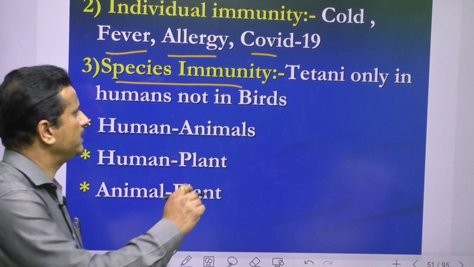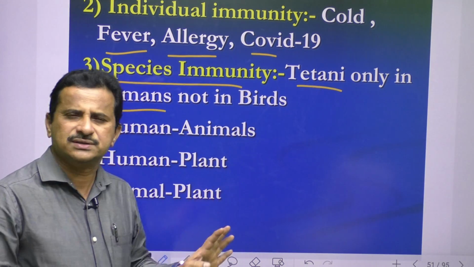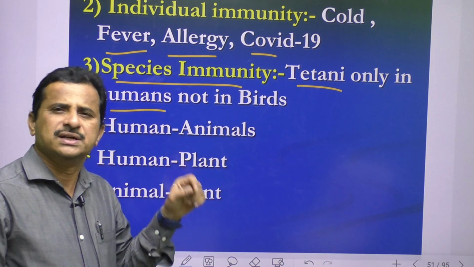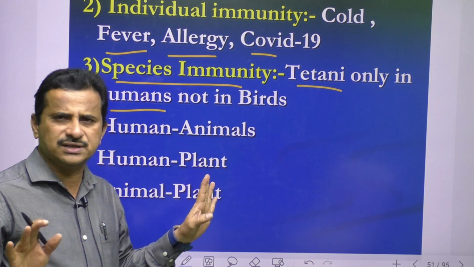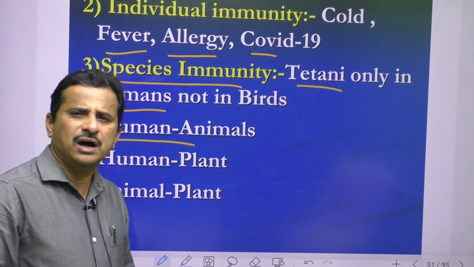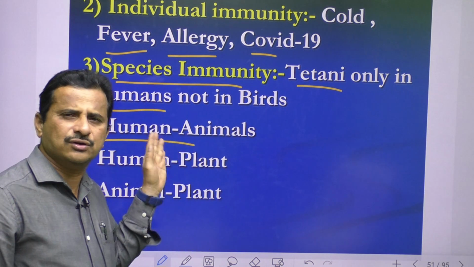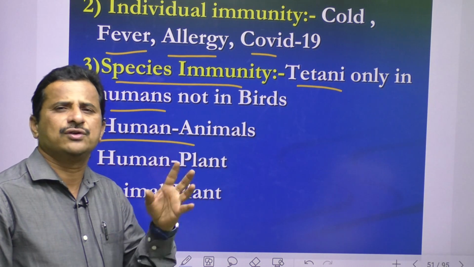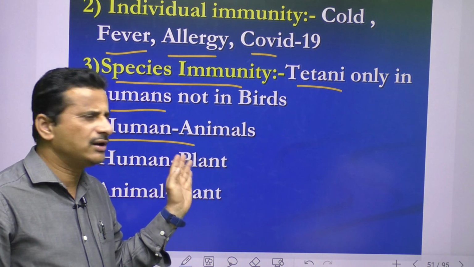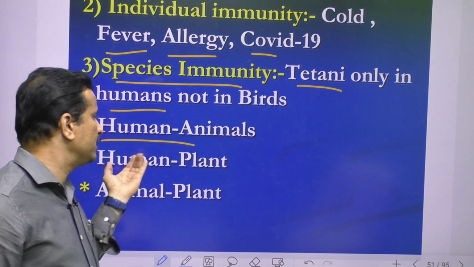Here, for example, tetanus occurs only in humans, but not in birds. The tetanus bacterium, Clostridium tetani, infects only humans. In case it enters birds, it does not cause any problem. Next, human and animals. All human viruses do not infect animals. All animal viruses do not affect humans. There are some exceptions, three or four examples remaining. So all human disease viruses and bacteria do not infect all animals, and in reverse, all animal bacteria and viruses do not affect humans.